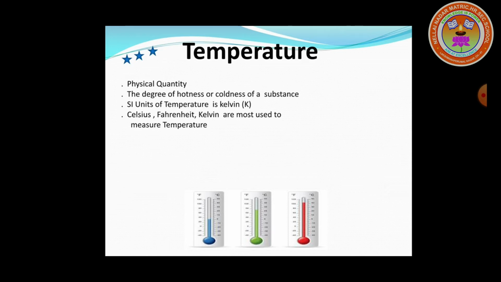In the clinic also we can see doctors using it to measure the human body temperature. Only then can they say whether there is fever or not. So thermometers are used to measure temperature directly. See the figures also: different kinds of temperatures and thermometers are given, graduated in different scales, the Fahrenheit scale, the Celsius scale or the Kelvin scale.